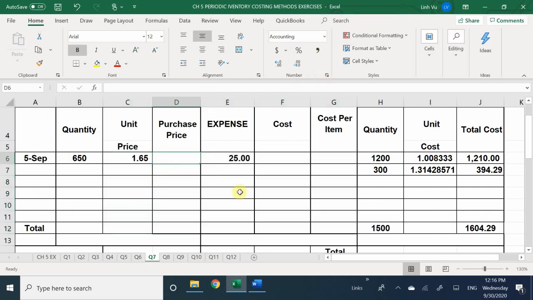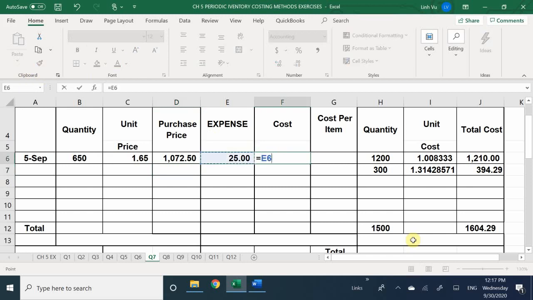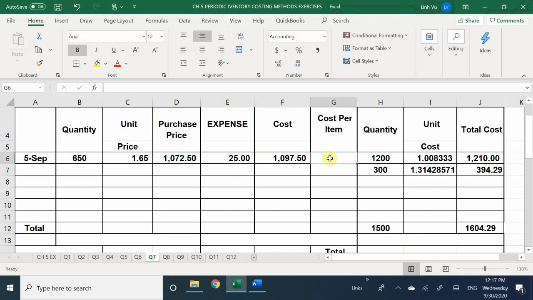So my purchase price is going to be my 600 times my 165, which gives me 1072.50. All right. And then I'm going to add my freight expense together to give me 1097.50, which is going to give me a cost per item to be $1.69. Okay, so in this case, I obviously know that's not the full answer. So that is my first entry here.